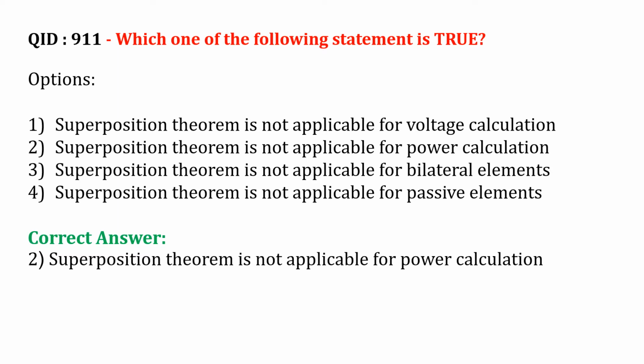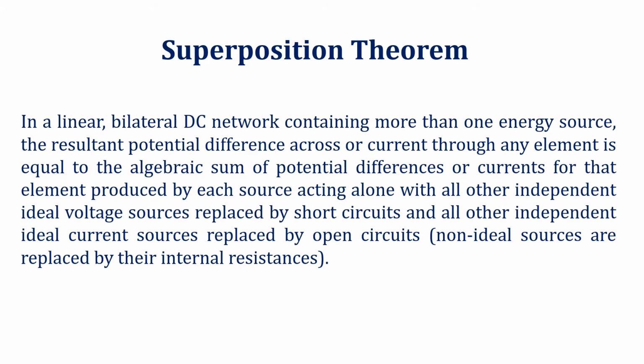So let us see the superposition theorem, what it states. In a linear bilateral DC network containing more than one energy source, the resultant potential difference across or the current through any element is equal to the algebraic sum of potential differences or currents for that element produced by each source acting alone, with all other independent ideal voltage sources replaced by short circuits and all other independent ideal current sources replaced by open circuits. So this is the statement of superposition theorem.